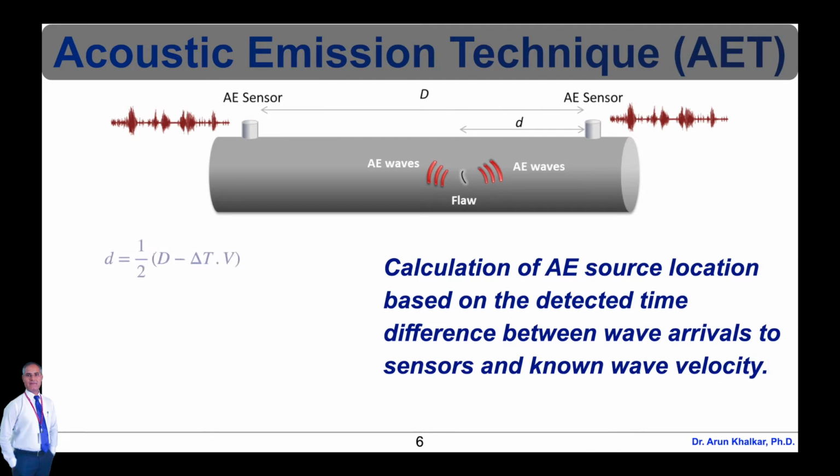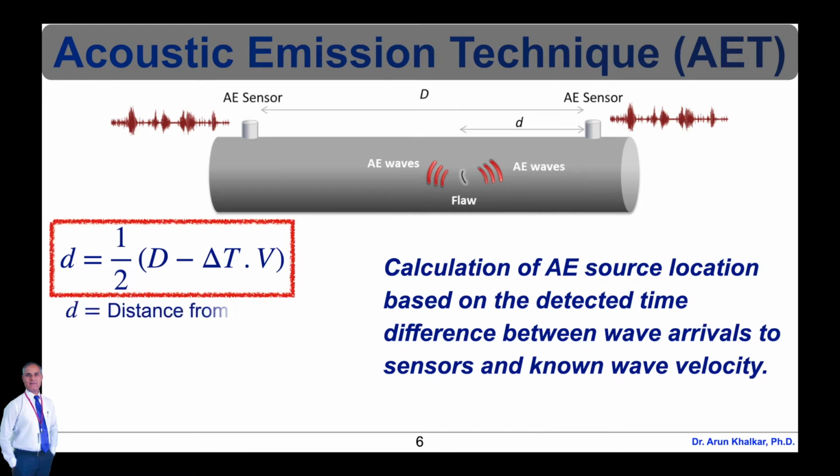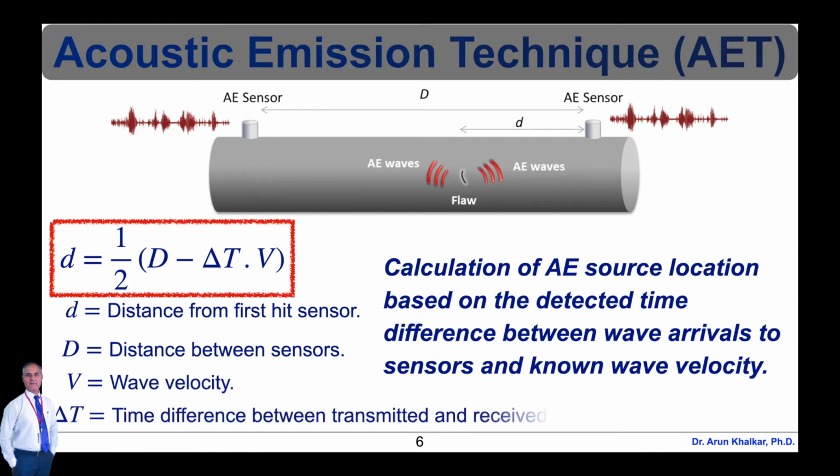The distance between two acoustic emission sensors is capital D, whereas the distance from the sensor to the flaw is small d. Therefore, we can write the location of the flaw, small d, as half into capital D minus delta T into capital V. In this equation, small d is the distance from the first hit sensor, capital D is the distance between sensors, capital V is the wave velocity, and delta T is the time difference between transmitted and received waves.